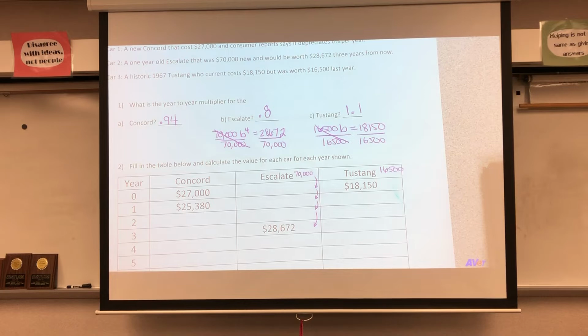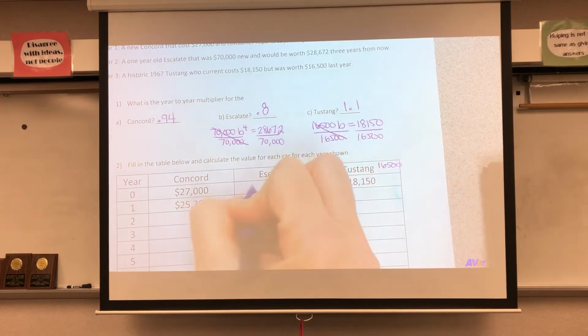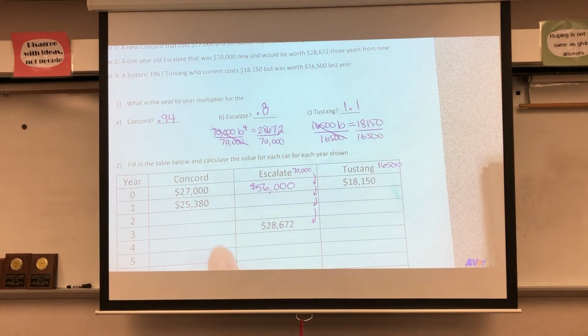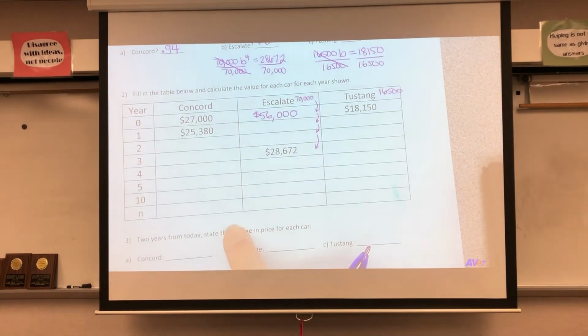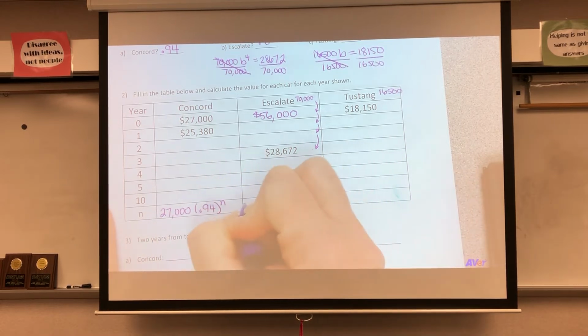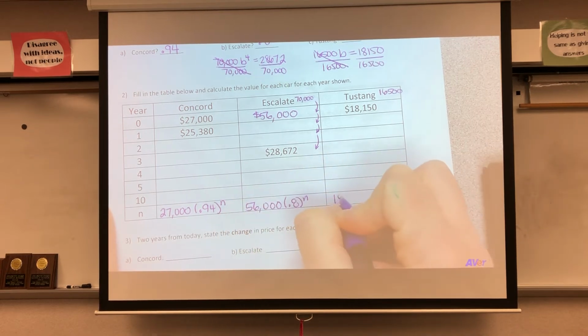I'm going to be a little lazy in the sense that hopefully you can fill in this chart. The only thing you have to do is 70,000 times 0.8, which should get you $56,000 currently. Do make sure that you're keeping everything in terms of money. Going down to the equations, for these I should get 27,000 times 0.94 to the n, 56,000 times 0.8 to the n, and 18,150 times 1.1 to the n.